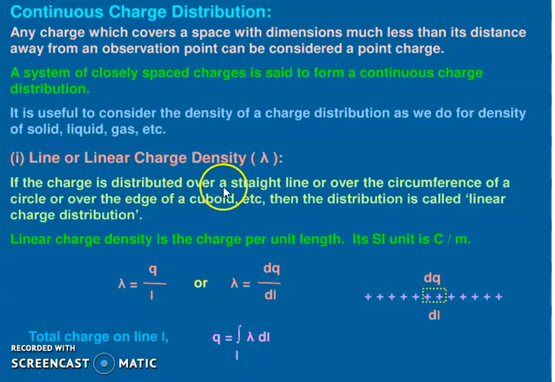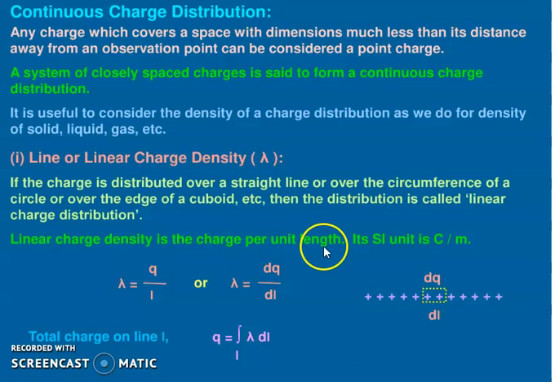Okay, if the charge is distributed over a straight line or over the circumference of a circle or over the edge of a cuboid, etc., then the distribution is called linear charge distribution. Right? Means if the charge is distributed linearly along a line, either a straight line or circumference of the circle or edge of the cuboid, everywhere we find this line movement. So there we'll calculate the linear charge density or line charge density, and that distribution is called linear charge distribution.